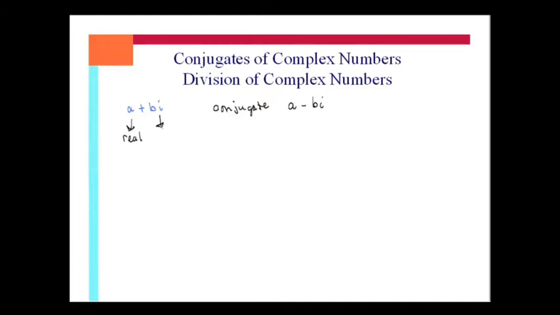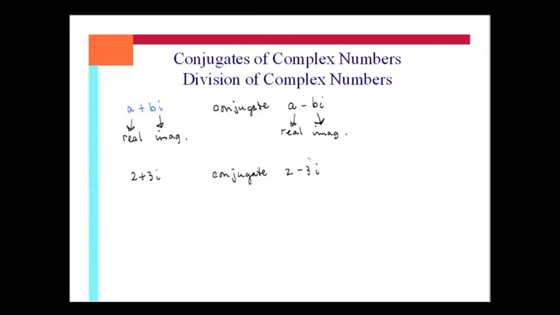Here we have the imaginary part. So we keep the real part just as it was before when we're creating the conjugate, but we change the sign of the imaginary part. That's what we mean by a conjugate. As an example, if we had the complex number 2 plus 3i, of course its conjugate would be 2 minus 3i.